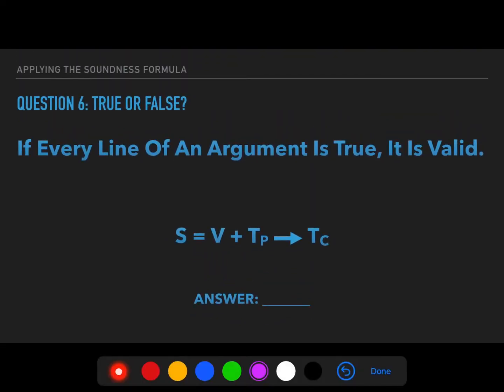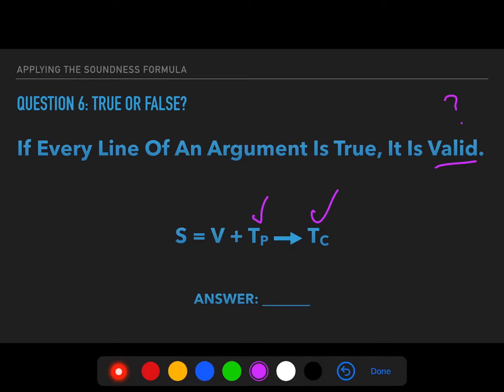Number 6, if every line of an argument is true. All right, so in other words, if the premises are true and the conclusion is true, every line, then it's valid. Is that true?